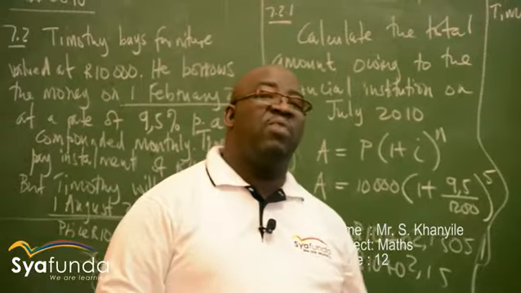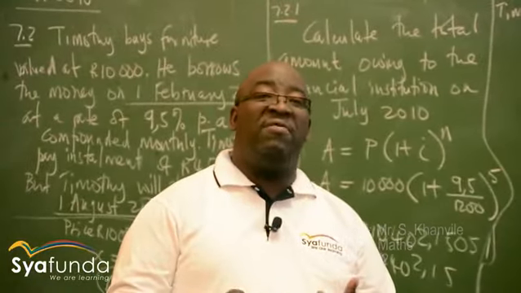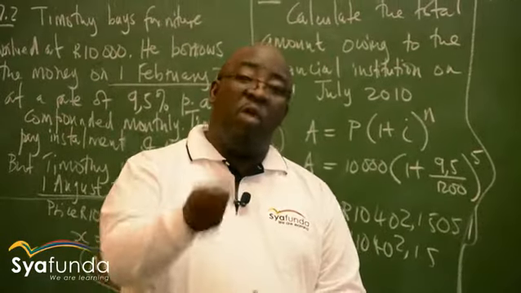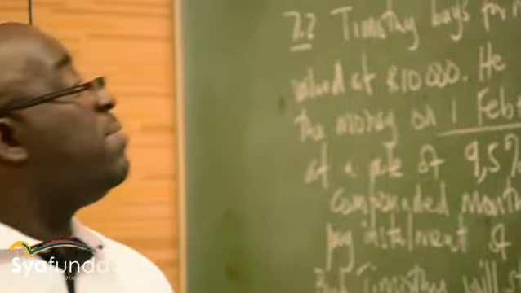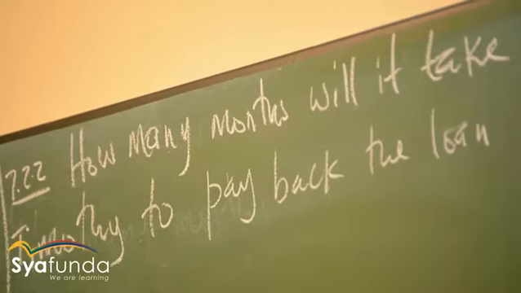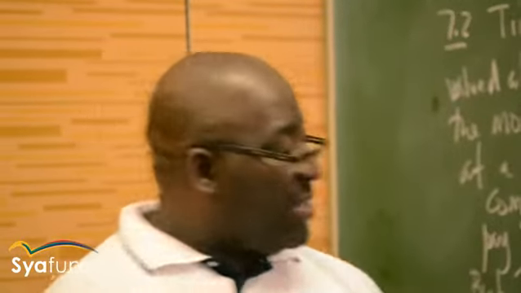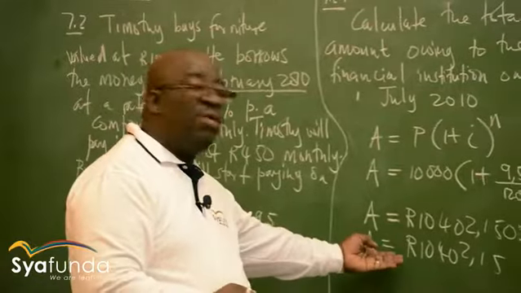In this particular case, we're looking at the loan, the PV, the present value. Remember, the loan is the amount that we have, then you pay for it when you already have it. This case is asking how many months it will take Timothy to pay back the loan. How much is the loan now? This is the amount of the loan that he owes.